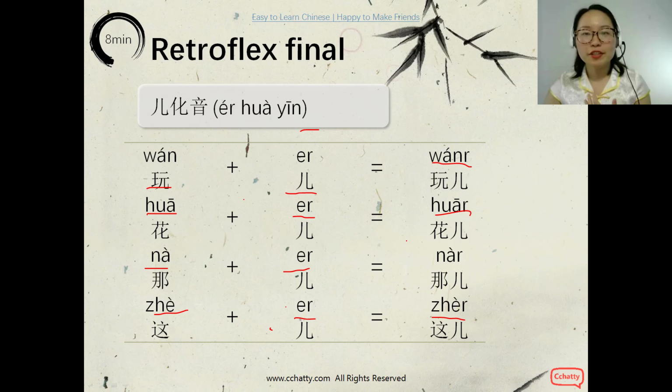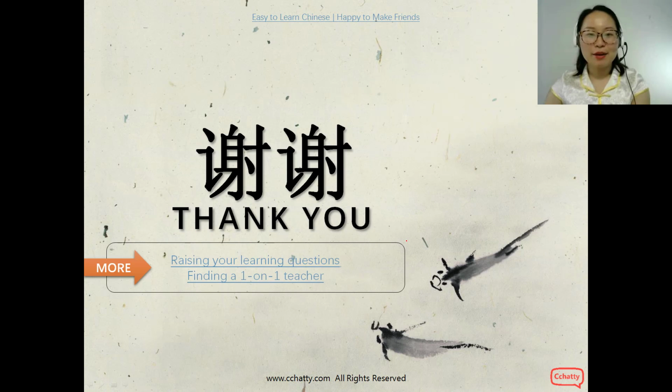If you find it difficult at the beginning, you don't really need to practice it because it won't be used in the southern parts, actually. Okay, this is what we learned today. We learned seven initials and some compound finals.